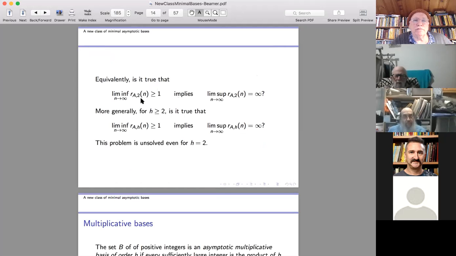So Erdős and Turán stated this for sums of two elements, and in general, the slightly more general question or conjecture is whether it's true for h summands, but this is completely unsolved. This is an ancient problem that has been around for a long time.